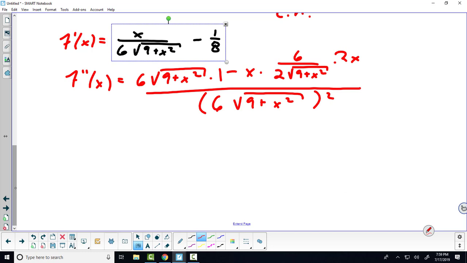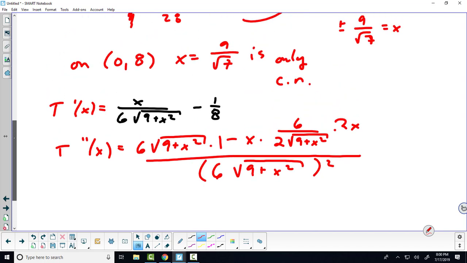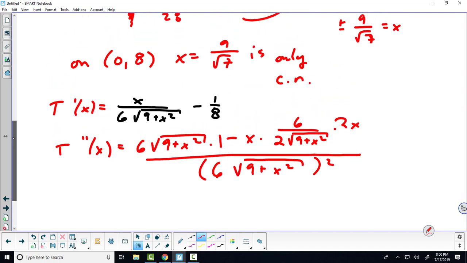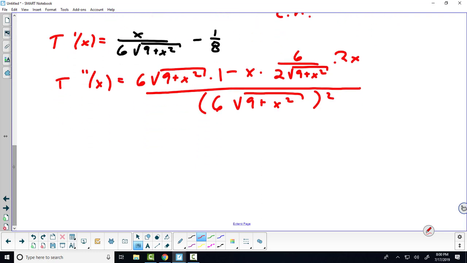Okay, and I called this f. I should have called it what? What was I calling it before? Yeah, I should call those t prime and t double prime. Okay, so now we're going to look at t double prime of 9 over the square root of 7. I'll let you guys check this on your own time. What are we going to get?